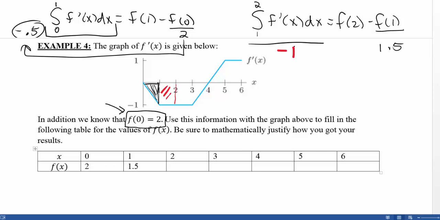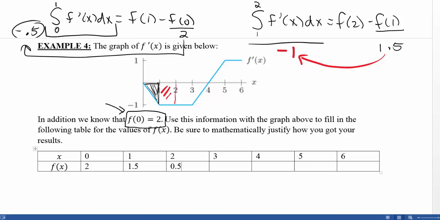So 1 times -1 is -1. So to solve for f of 2, I'm going to need to add 1.5 over to the left to get that f of 2 alone. And if I add 1.5 to -1, I'm going to get 0.5 as my value at 2.